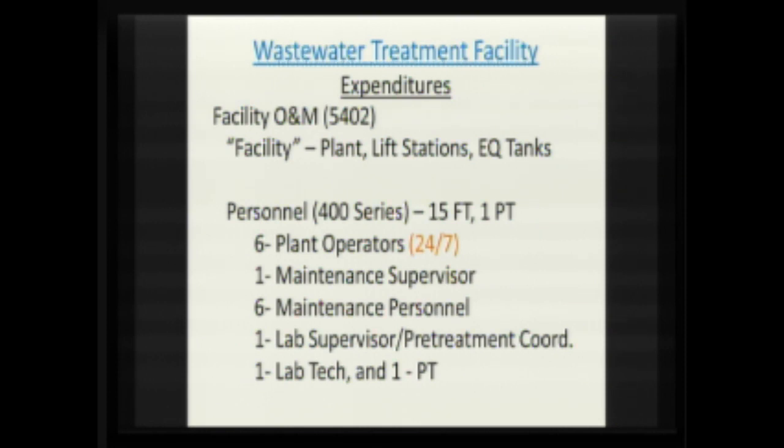We have a lab supervisor / pre-treatment coordinator that oversees the lab operations and also deals with our industries that are part of our industrial pre-treatment program. We have 1 full-time lab tech and 1 part-time. Next slide, please.